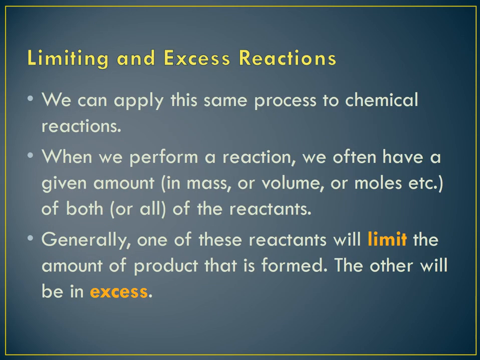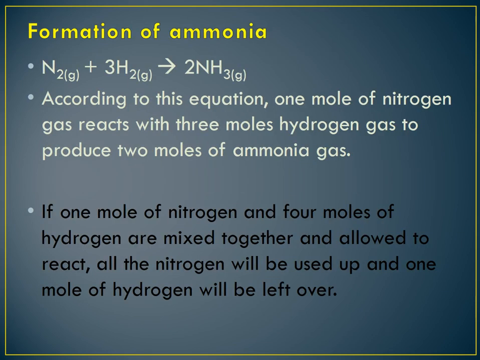Okay, let's apply this to some chemistry rather than just making burgers and sandwiches. If we perform a reaction, usually we will have a given amount in mass, volume, or moles, it doesn't matter what we're measuring it in, of all of the reactants. That's how much has been put into the flask. Usually one of these reactants will run out before the other. It will limit the amount of product that is formed, and the other will be in excess. So the one that runs out first is going to be our limiting reagent. The one that we have left over is our excess.